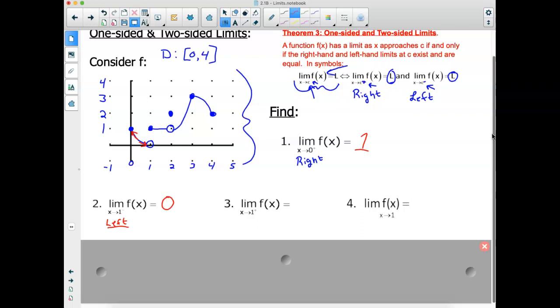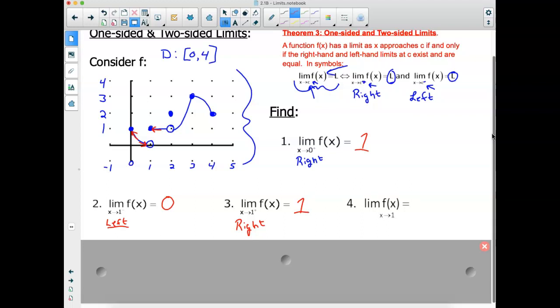Well, let's look at the limit as x approaches 1 from the right side, okay? What is that value approaching from the right? So I have to get up on my graph and approach. Where's my graph coming in from the right? What is the y value that it is approaching? It is approaching 1 from the right.